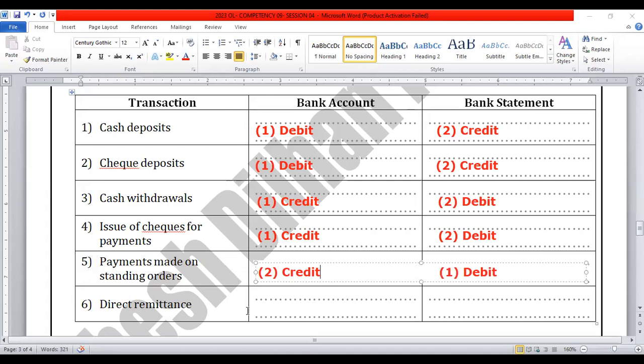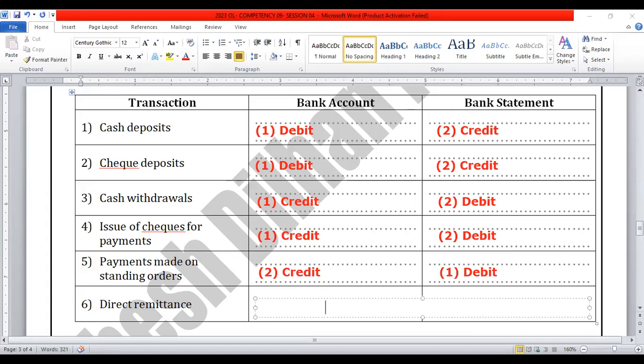Okay, and the last one is direct remittance. A debtor of the business has made a direct deposit in the bank. Do you know? It is initially recorded in the bank statement, and the bank statement is credited. And later it is, sorry, it is debited to the bank account.